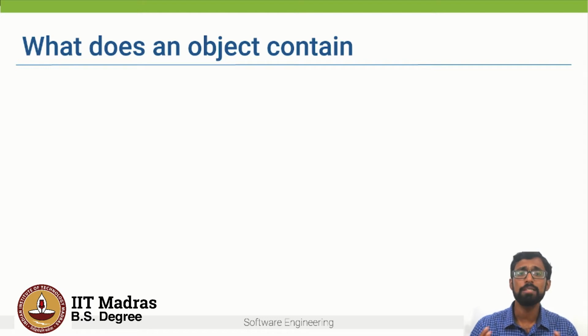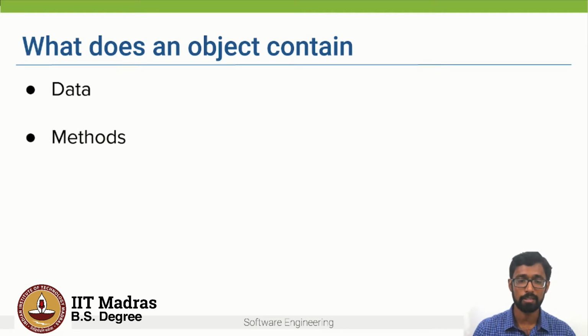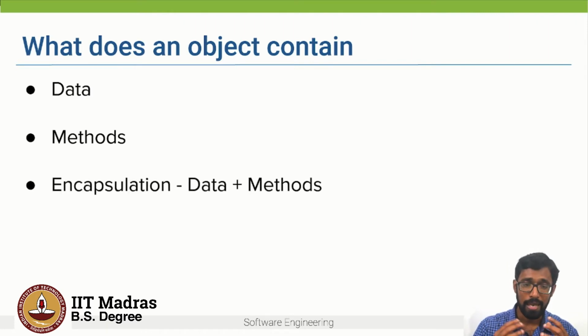Now what does an object contain? An object contains data, which is usually private or visible only to that particular object, as well as methods, which are a set of functions that operate on the data, and these methods are usually visible to other objects as well. Now, a key idea in objects is that they follow encapsulation. The data as well as the methods are bundled together or encapsulated together.